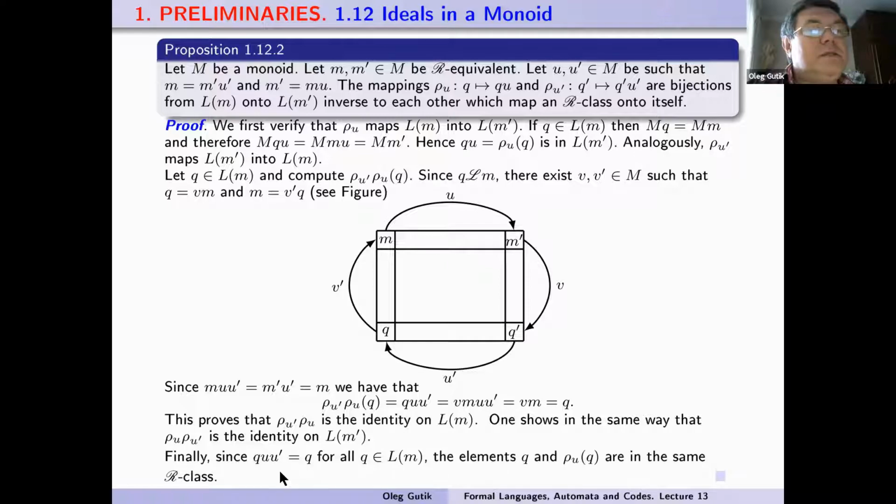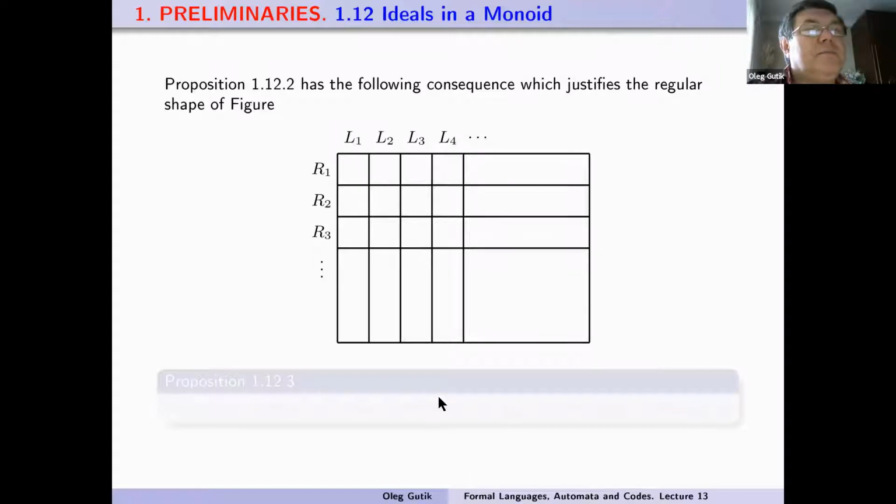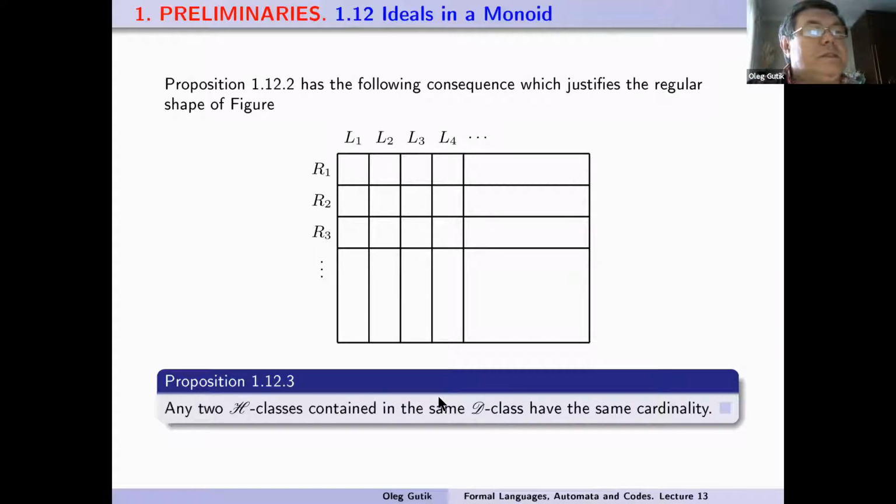Finally, since QU' is equal to Q for all Q of the class L_M, the elements Q and PU of Q are in the same R class. This proves this proposition. The previous proposition has the following consequence, which justifies the regular shape of the figure. This proposition states the following: any two H classes contained in the same D class have the same cardinality.